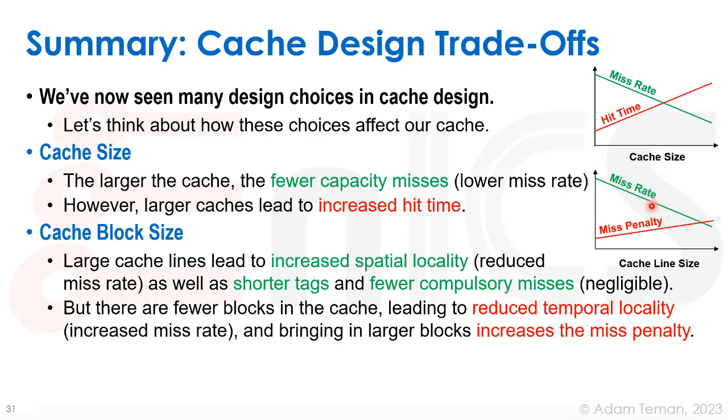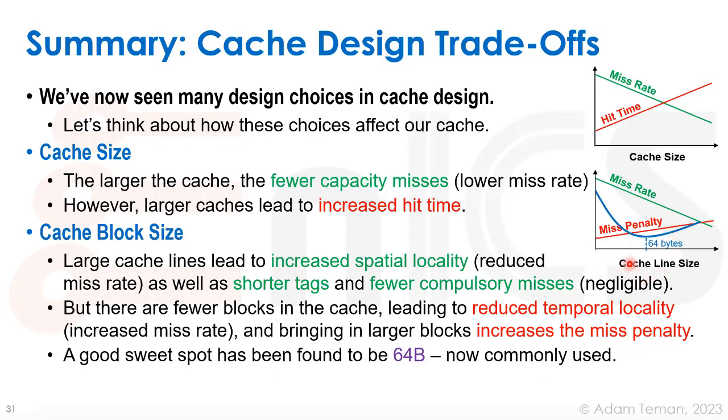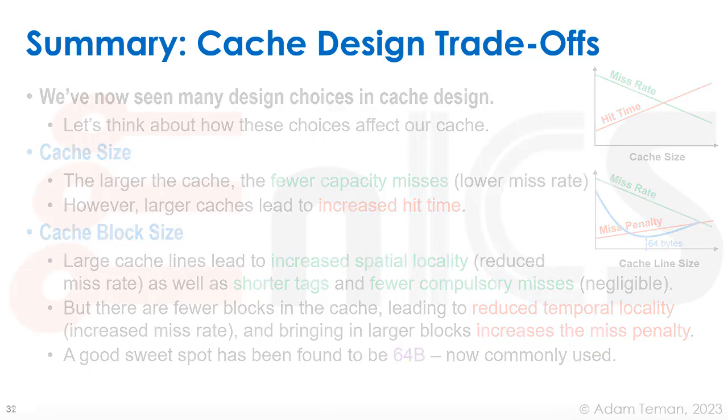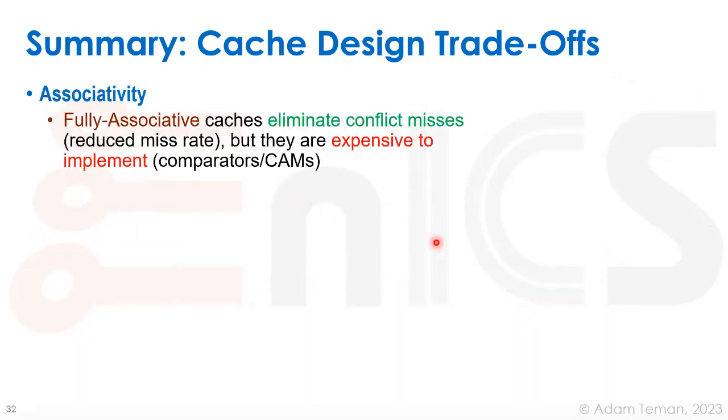So the miss rate doesn't go completely down. It kind of shallows off. Maybe there's a sweet spot somewhere along there. Also, when we bring in larger blocks, it increases the miss penalty, so that's not something that's completely trivial. An older analysis of this, which hasn't been changed until today, has found that there is this sweet spot, which is about 64 bytes, and that's why it's a commonly used size nowadays. So what about associativity?